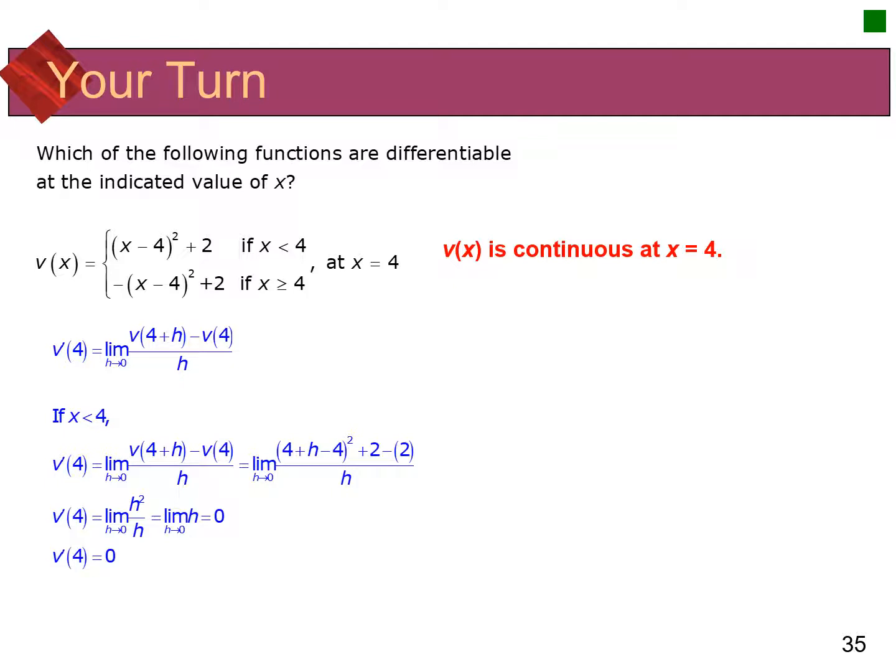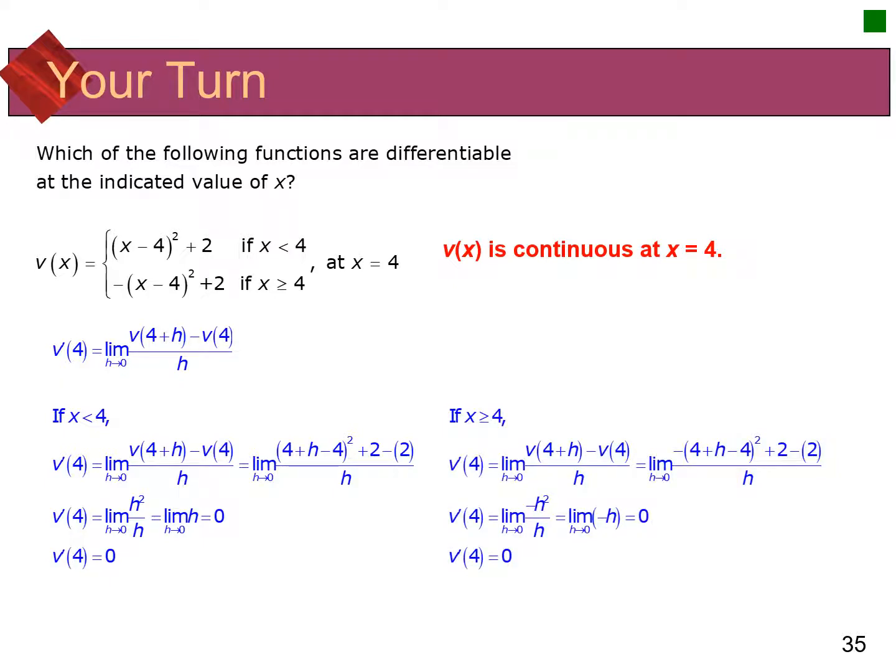You can see all the algebra that happened there. So v prime of 4, the derivative at 4, if I'm using the formula for values of x that are less than 4, is going to be 0. If I'm approaching from the right and x is greater than or equal to 4, v prime of 4 is going to be defined as the limit as h goes to 0 of negative (4 plus h minus 4) quantity squared plus 2 minus 2. Again, I'm doing some distributive property stuff there, so you're aware of it. So I end up with v prime of 4 equaling the limit as h goes to 0 of negative h. But I plug the 0 in, I still get 0. So v prime of 4 is 0 when I use this formula as well.